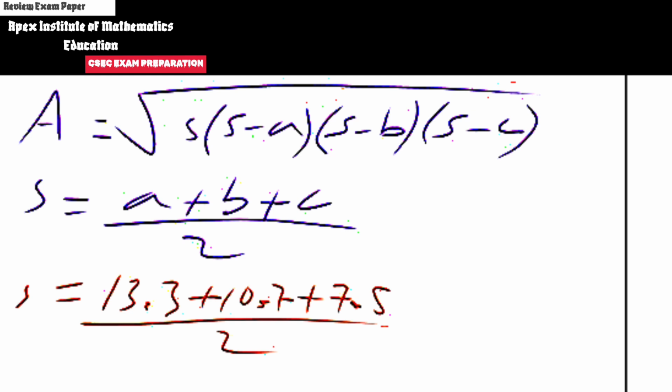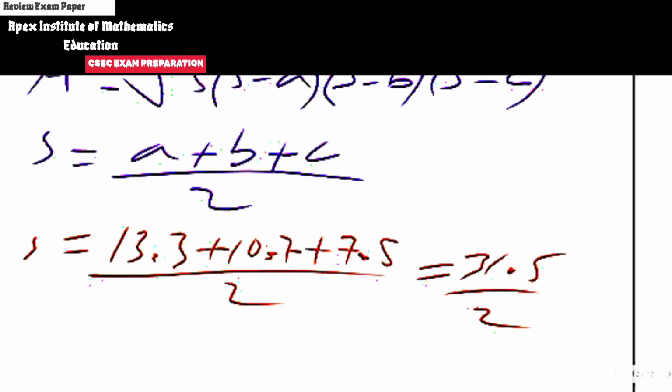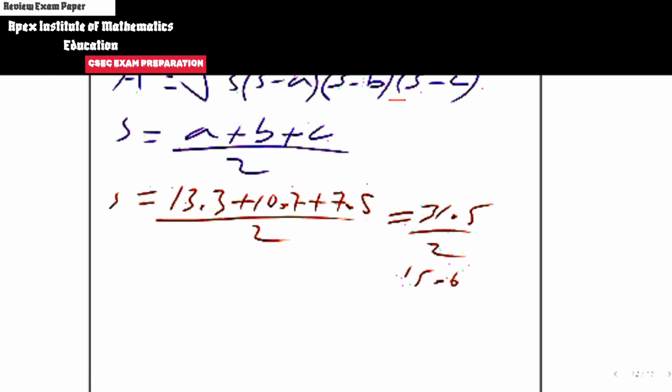Let's grab our calculator here. Okay, almost to the end, guys. Now it's a long class. 13.3 plus 10.7 plus 7.8 is 31.8, divided by 2. That's 15.75. Let's round it off. We could use 15.75, or if you had used 15.7, that's also fine as well. So let's use 15.8. 15.75 rounded off is 15.8.